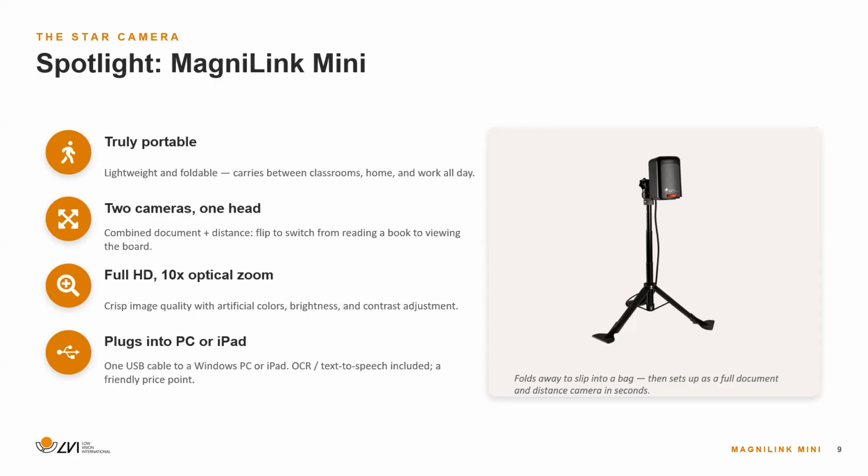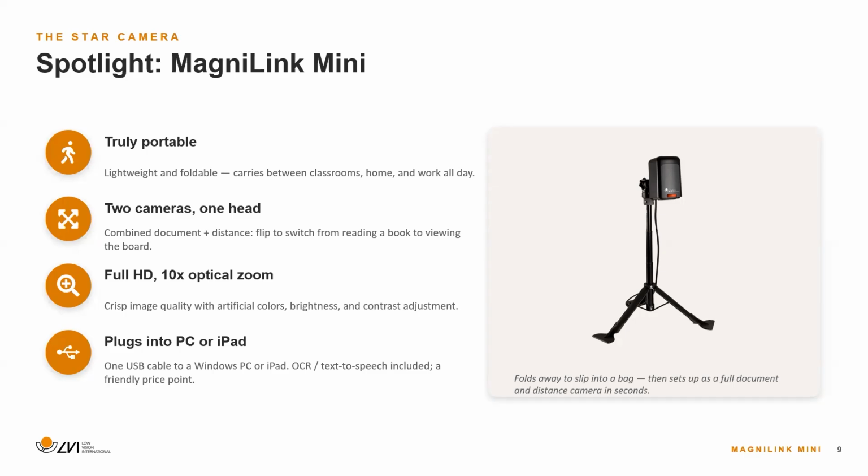So the next point on this slide says 2 cameras, 1 head. What that means is you have the ability to use the camera as a document camera. The way it's shown on the slide right now, the camera is pointing down towards the surface. So if you put your document right under it, then yes, it can capture that and do whatever function you execute within either the tab viewer or PC viewer software.